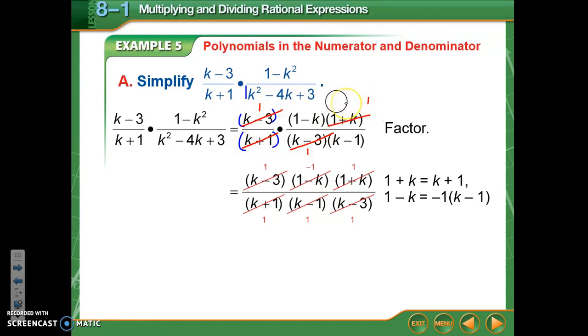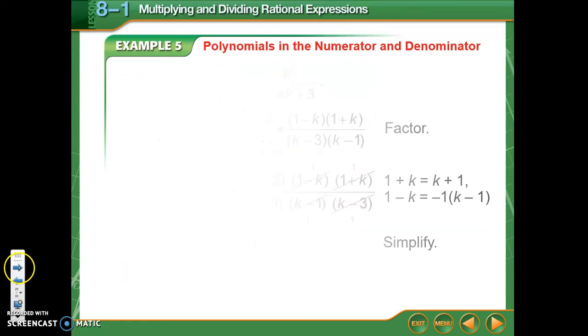Let me erase that so it doesn't get confusing. And then again, just like back in example 3, we have a 1 minus k and a k minus 1. So basically I factor a -1 out of the 1 minus k, and it becomes k minus 1. Then I can divide those out, and I'm just left with a -1. So that whole big fraction multiplies and simplifies to -1.